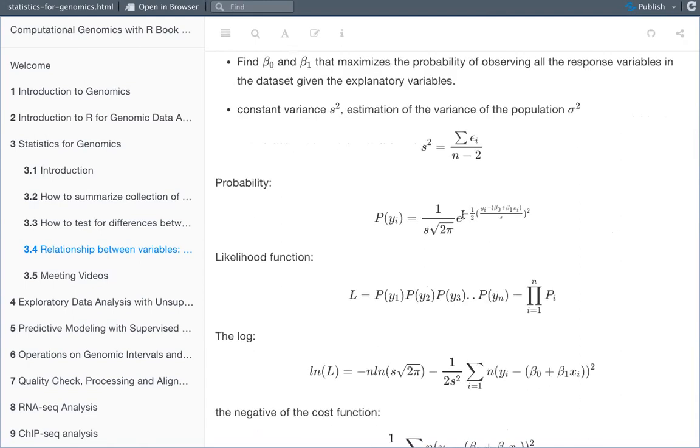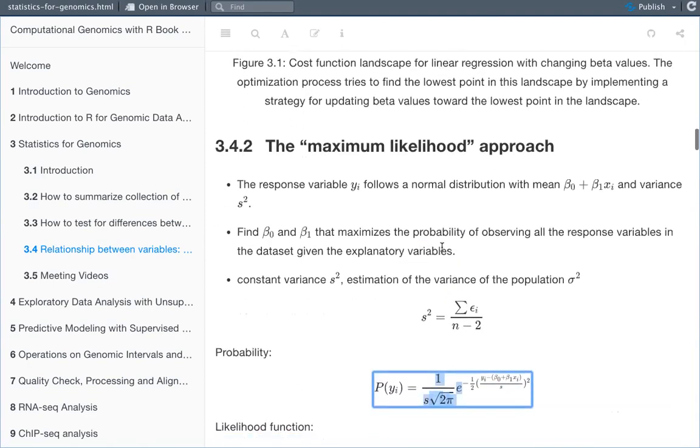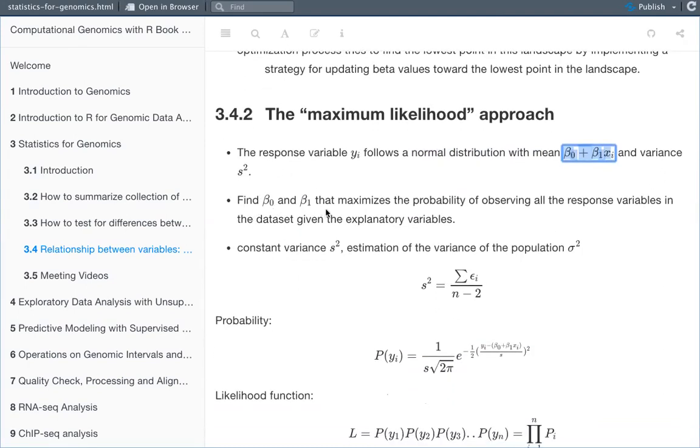Yeah, so basically it's a different approach. It says the response variable y follows a normal distribution with this mean and variance, and find beta 0 to be the one that maximizes the probability of observing all response variables in the data set given the explanatory variables.